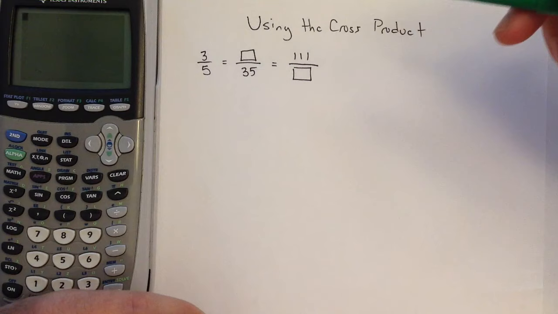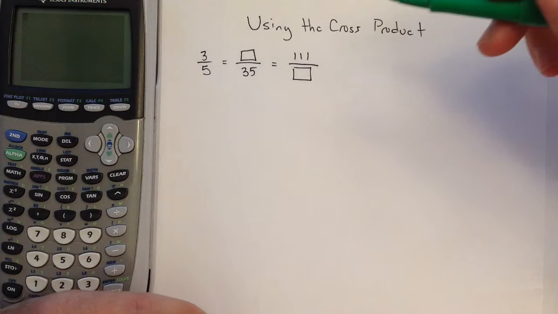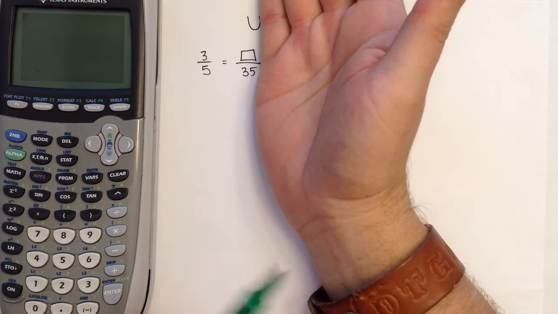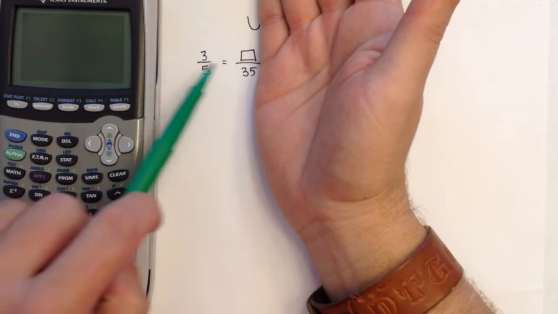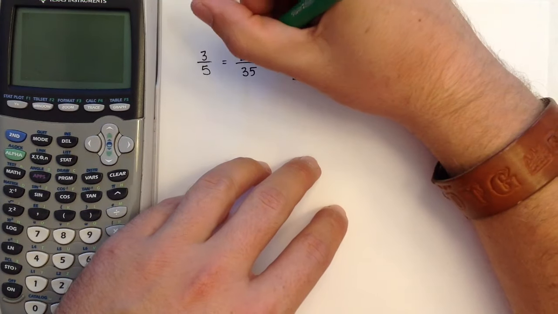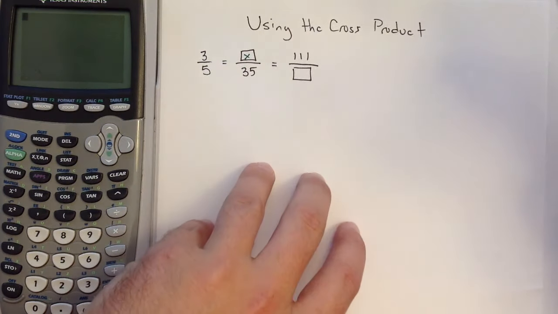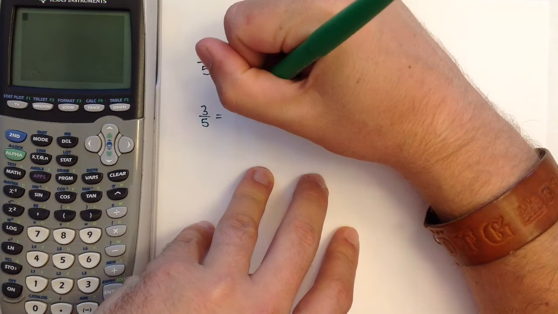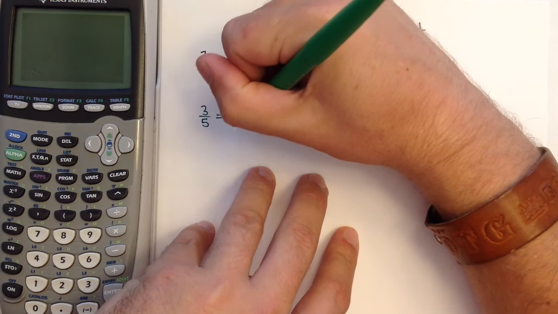Many times in this class we need to use the cross product to solve for an unknown quantity inside of a proportion. When I say a proportion, I mean two fractions that are equal to each other, equivalent fractions. And so in this case we're trying to solve for the numerator. We don't know the numerator above the 35. So in this case I'll use x. Okay, so what we're going to do here is say 3/5 is equal to x over 35.